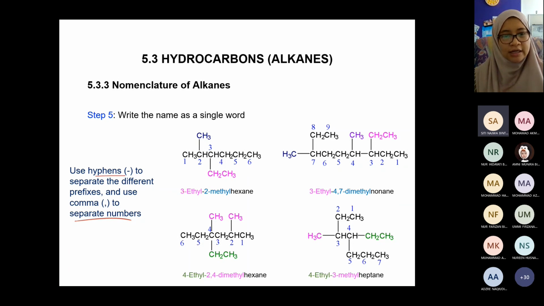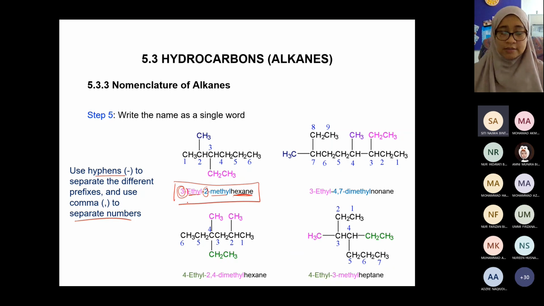So ni maksudnya dekat carbon number 3, dalam hexane, ada ethyl group. And dekat carbon number 2, dalam hexane ada 6 carbon tu, ada methyl group. Itu cara you baca. So bila you draw, you must get the same name lah. Janganlah bila draw nama dia lain. Itu maksudnya salah you punya structure ataupun naming you. Kalau you want to separate between letters dengan numbering, you use hyphen or dash. If you have number and number, like 4 and 7, you are going to use comma. Again, number and letters, you need to use dash.